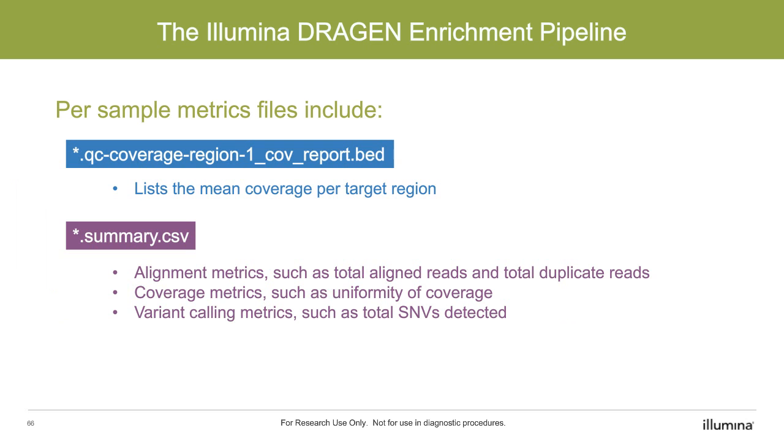We also have important metrics files. Again, we talked about the QC coverage region cov report.bed. This is going to list our mean coverage per target region, so it's going to give you the statistics about what was covered in your target bed file. Now, the summary.csv file is also very useful. It's going to include your alignment metrics, your variant calling metrics, and it's going to include coverage metrics. Now, one important metric for enrichment analysis is going to be uniformity of coverage, which is the percentage of target regions covered at greater than 0.2x the mean coverage.